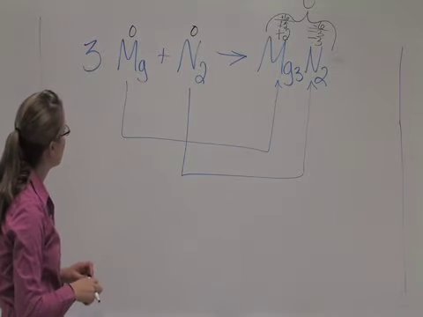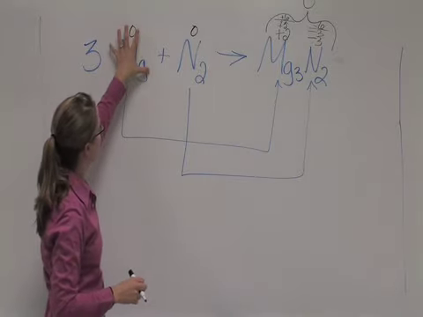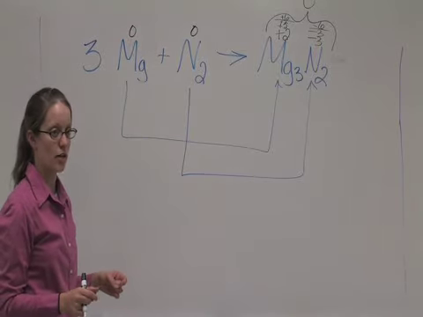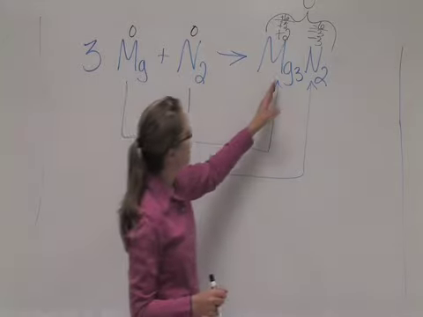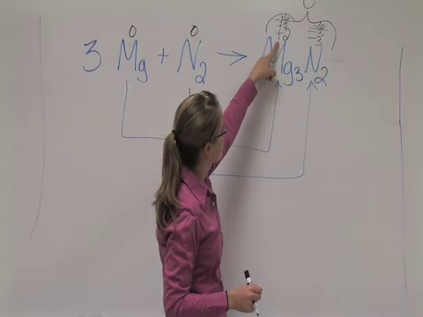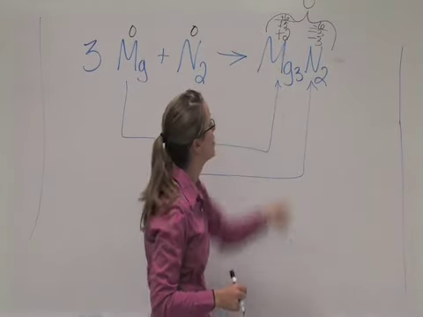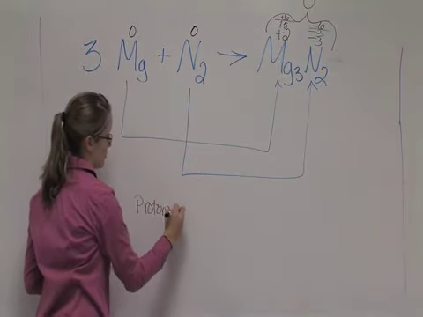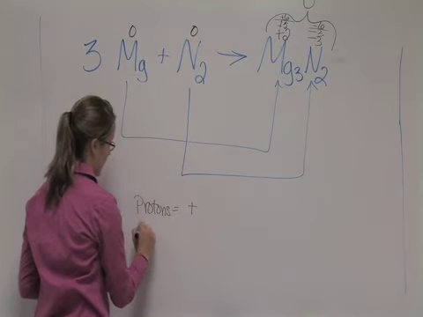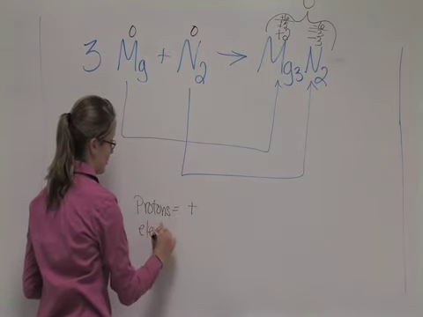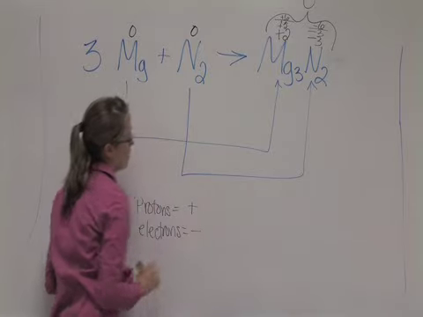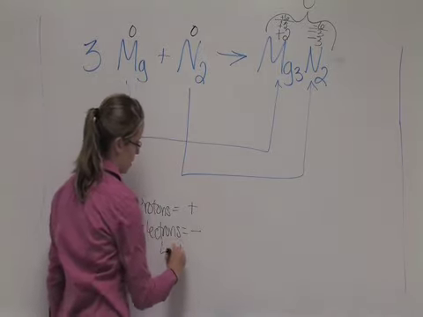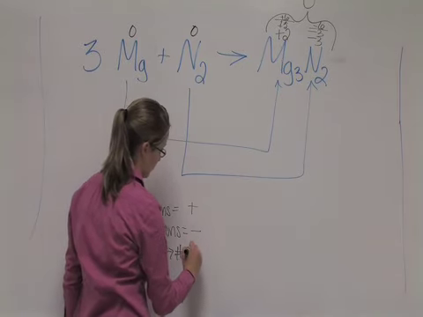So for the magnesium, this 0 means the protons equal the same amount of electrons. And over here, we have more protons than we do electrons because we have a +2. Protons are positive, and electrons are negative. Electrons are what change. How many electrons is what changes between both sides.